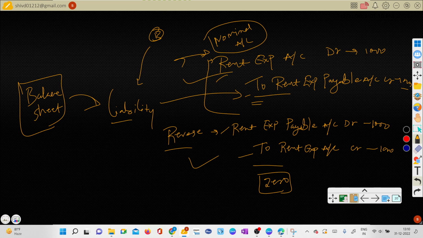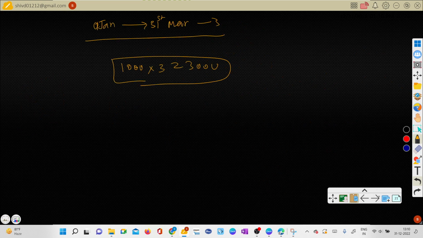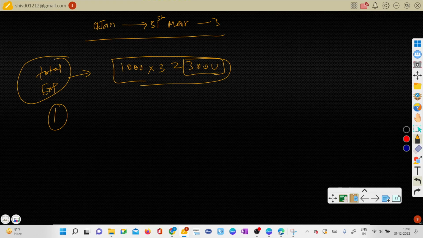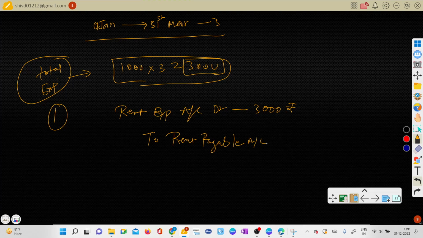So when we have reversed it out on 31st of March or after that, because now we have a total expense of 3000, we need to record it. So now again record the total expense: rent, debit. The pattern would remain the same, only the amount will change. To rent payable account.